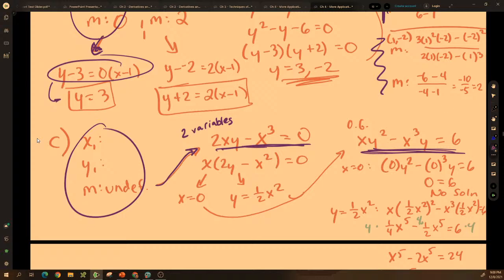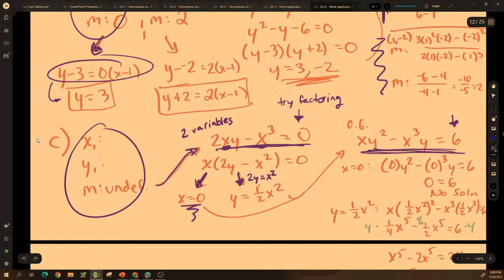And the right one, I literally cannot solve. The reason I cannot solve it is it's set to 6. So I can't solve it right now. But the left one is set to 0. Whenever it's set to 0, I've said this a few times tonight, try factoring. So let's see, what can I factor out? I have an x in both of these. So I could factor out an x. x times 2y minus x squared equals 0. This gives me x equals 0. Okay, I can work with that. This is a little harder, right? If I added x squared to both sides, 2y equals x squared. Divide by 2, y equals x squared over 2, or 1/2 x squared. Okay, it's not as nice, but I can work with it.